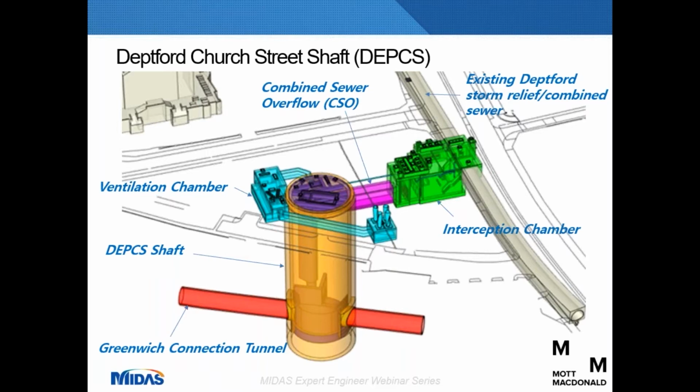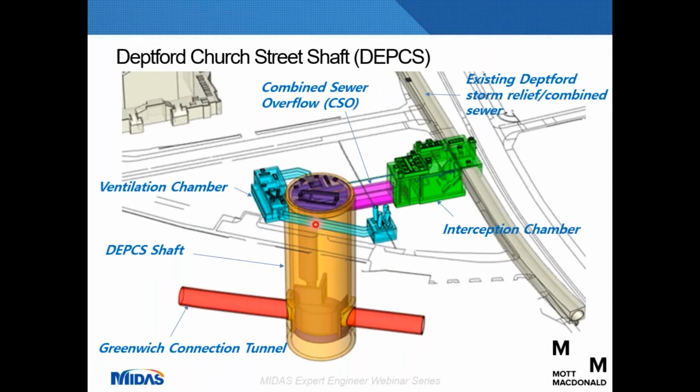Here's a three-dimensional arrangement of the shaft elements. So below Deptford Church Street, we have the existing combined sewer, which runs down to the Thames. A new interception chamber, shown here in green, will be installed to allow the excess flow from this sewer to run through what's called a combined sewer overflow, or CSO, and that runs into the shaft where it drops and enters the Greenwich connection tunnel in red.